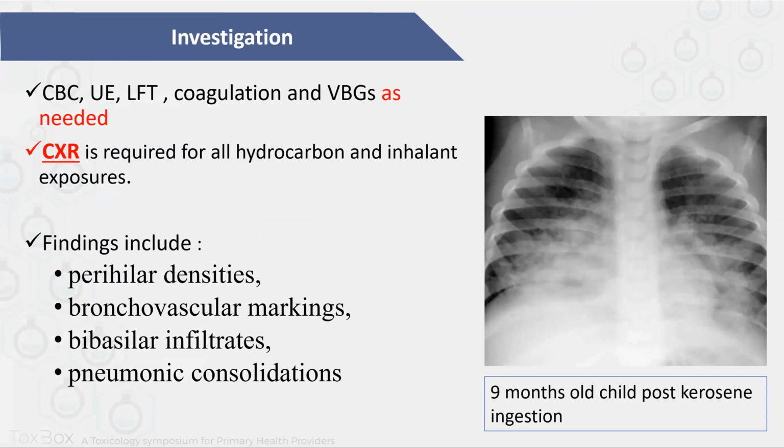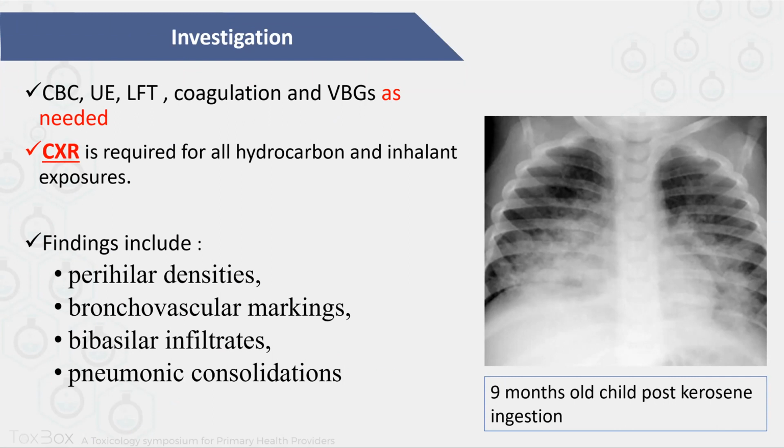Usually for hydrocarbon toxicity, the lab investigation is time consuming and it is difficult to obtain what type of hydrocarbon. So as an ER physician, you will not depend on, and you will not wait for, the labs. You can send CBC, UE, LFT, coagulation and VBG as needed to assess for electrolyte imbalance for the patient. But the single most important test to do actually is the chest X-ray. And it's required for all patients that presented with hydrocarbon toxicity, either symptomatic or asymptomatic.